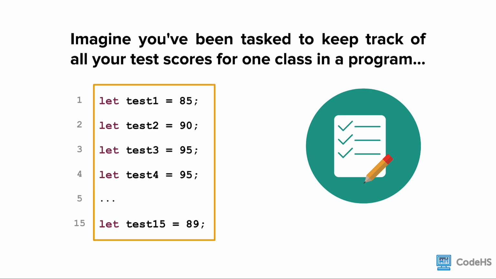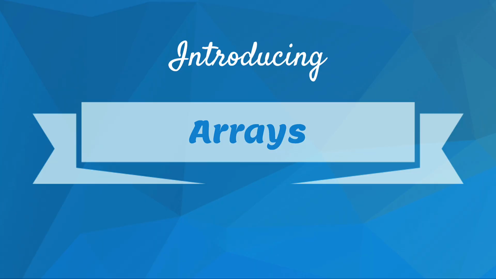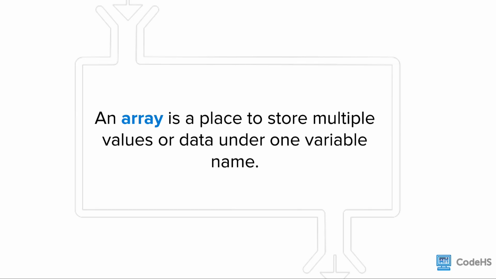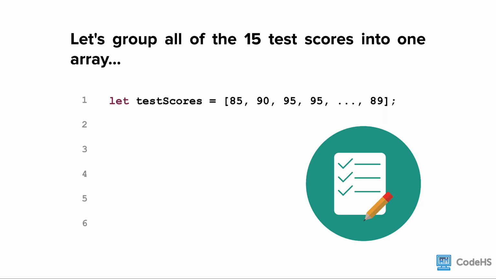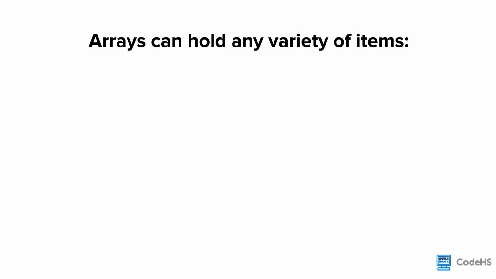What if there was a way to store all of these scores in one place? So we'd only need one variable named test scores. Well, introducing arrays. An array is a place to store multiple values or data under one variable name. Let's group all of the 15 test scores into one array. There, much easier. Now we only need one variable named test scores to hold all of the 15 test scores.